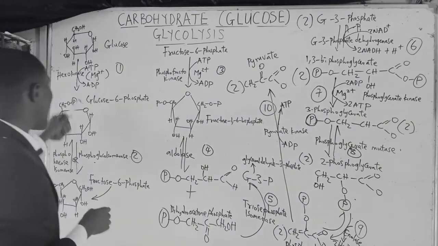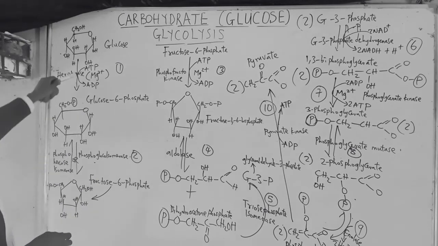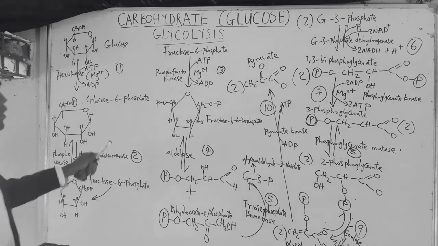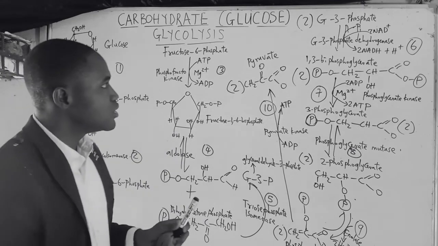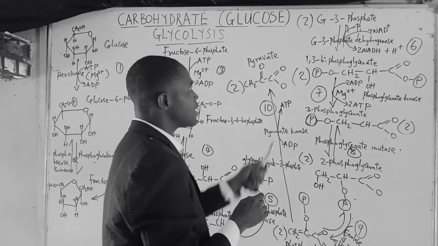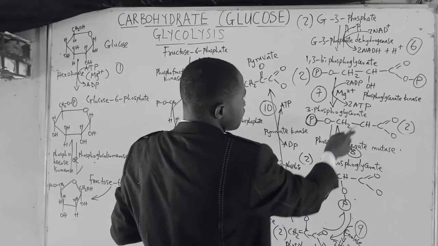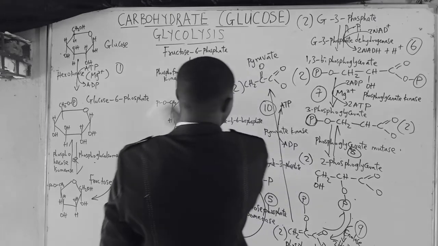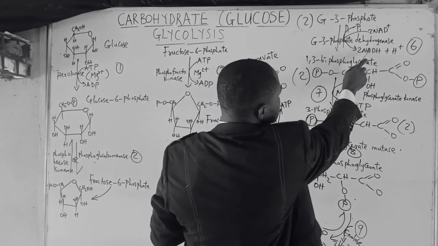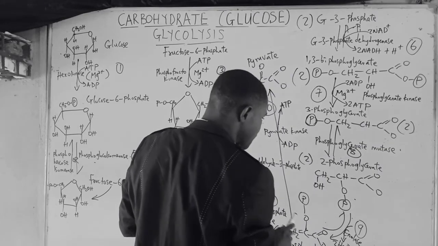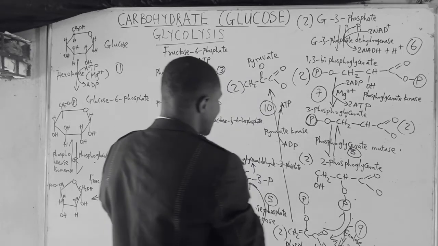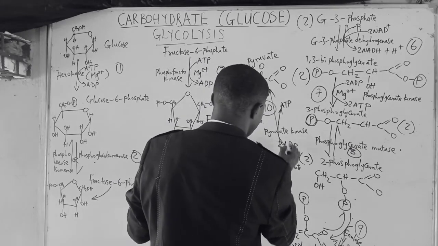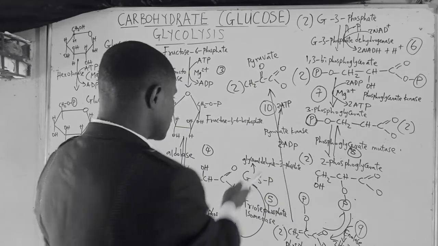Then, remember, at the preparatory stage, ATP is consumed. One molecule of ATP consumed here, one molecule of ATP consumed here as well. That is two molecules of ATP consumed at the preparatory stage. Then, we are to pay them back here. To pay it off, two molecules of ATP we pay off. Then, we have two molecules of NADH. We have two molecules of ATP here.